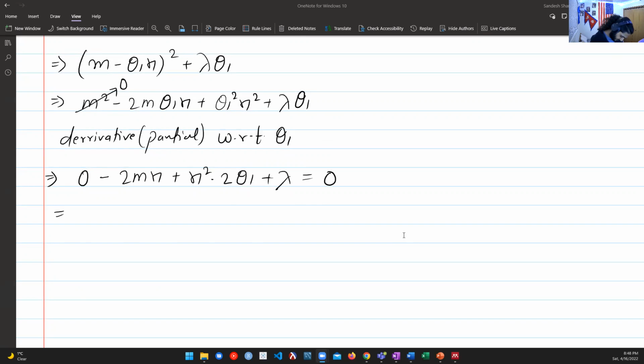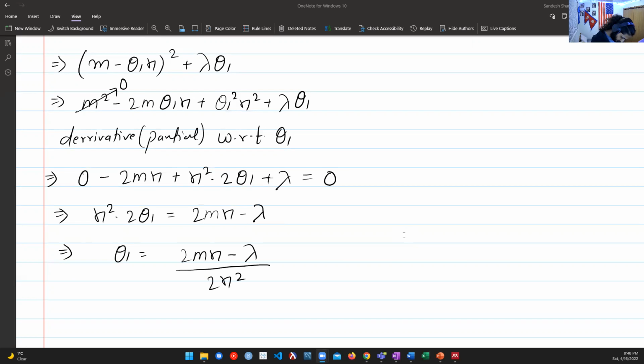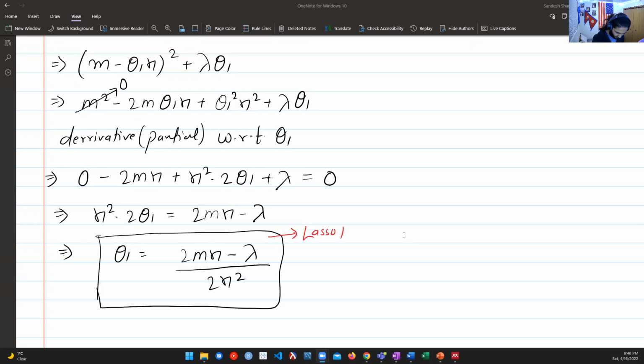So rearrange those things a little bit. What I'm going to get here is x squared times 2 theta 1 equals 2mx minus lambda. Then my theta 1 equals (2mx minus lambda) divided by 2x squared. Okay, now this is for our lasso regularization.